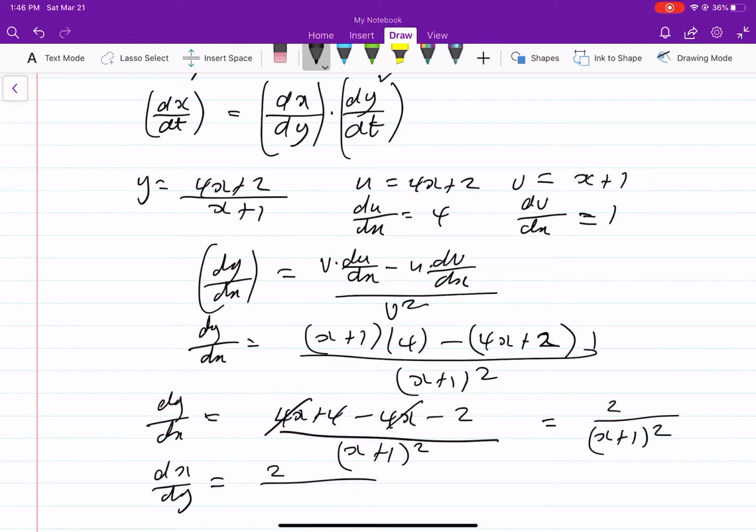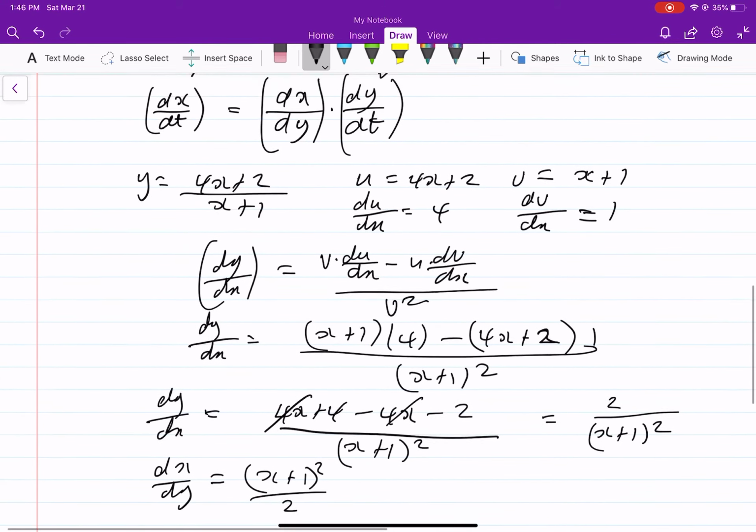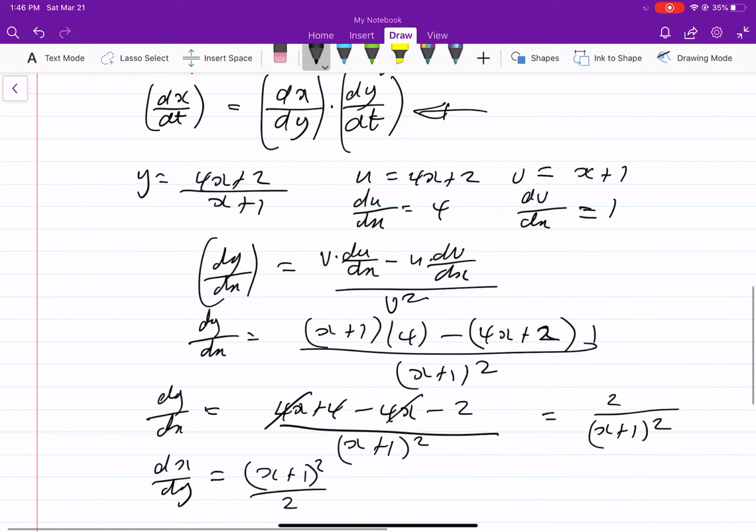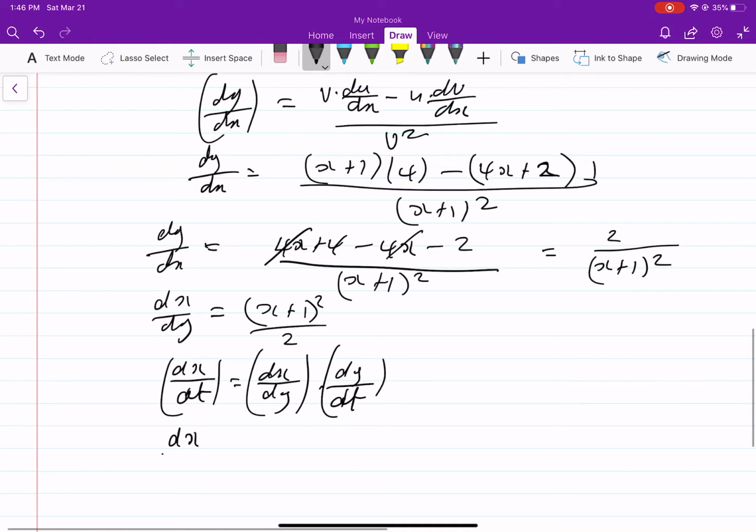which means the dx/dy has to be equal to (x plus 1) all squared upon 2, the reciprocal of dy/dx. Now, let's plug that into the expression we have for the chain rule right there. I write it back. dx/dt is equal to dx/dy times dy/dt. I just found dx/dy. The expression is (x plus 1) all squared upon 2.